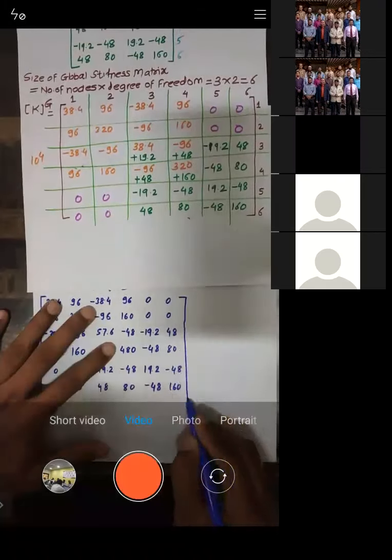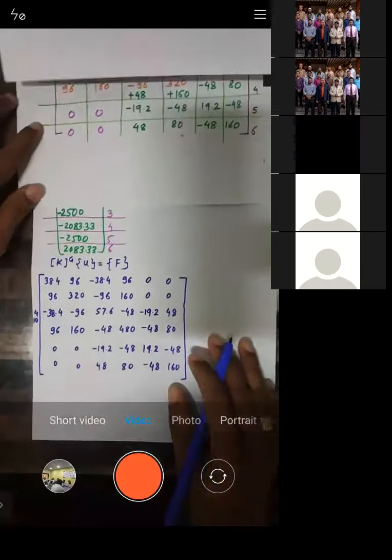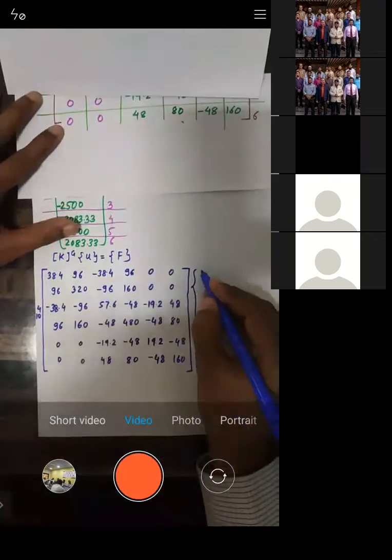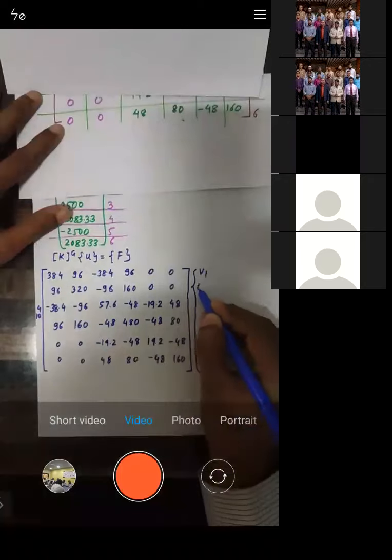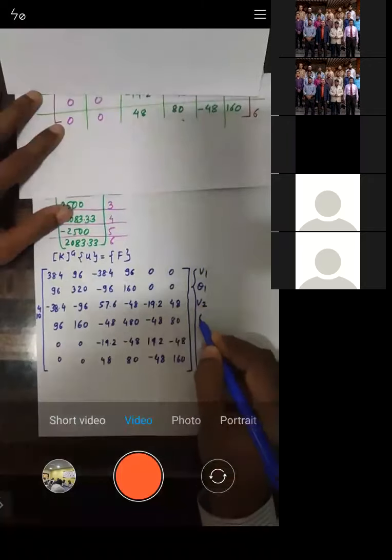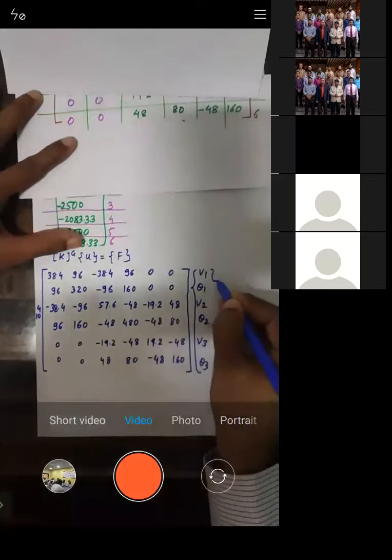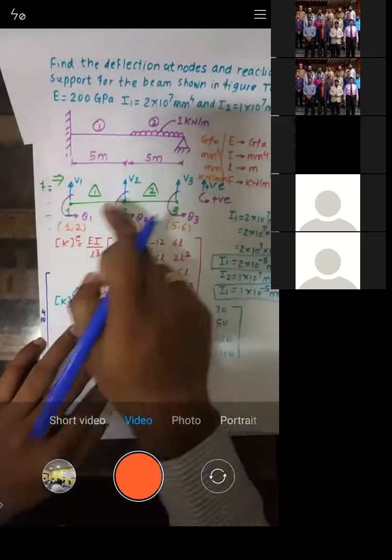This is the global matrix, which we already formed in the last lecture. This is to be multiplied by the displacement. So we have the displacement: V1, theta 1, V2, theta 2, V3, theta 3. These are the displacements. You can see here V1, V2, V3, theta 1, theta 2, theta 3.